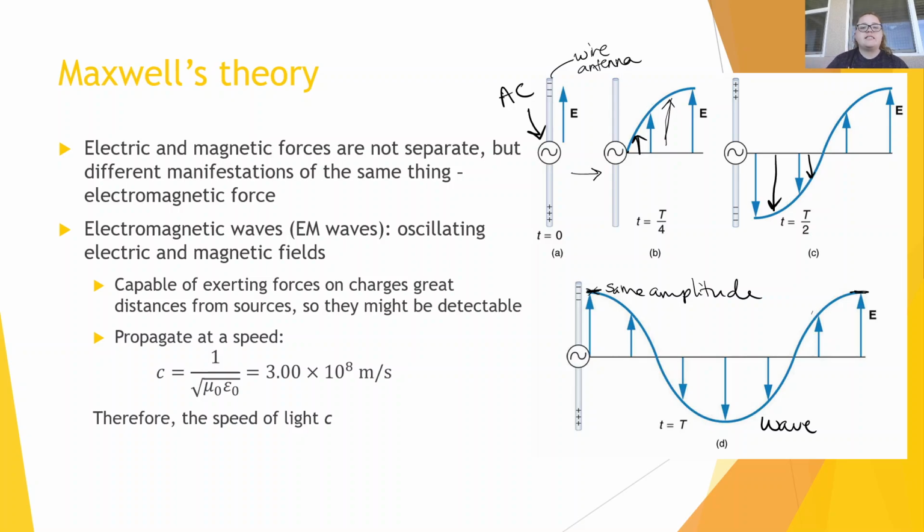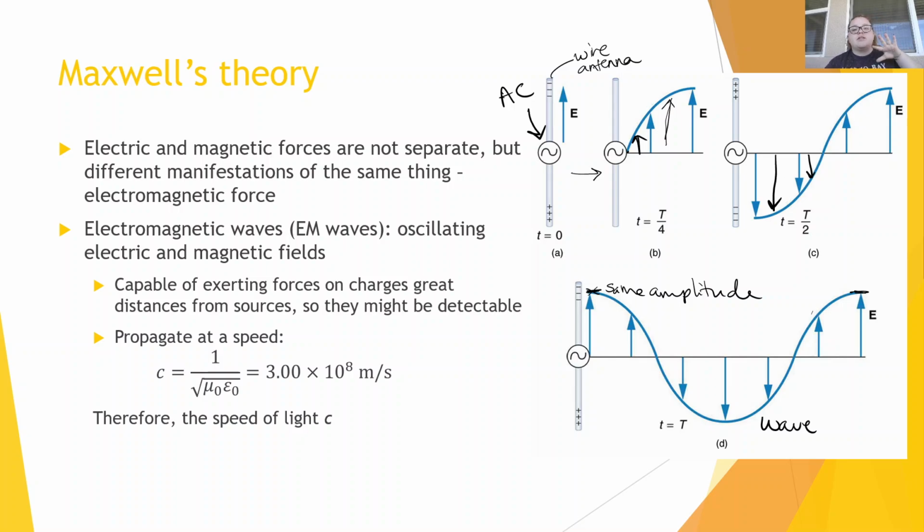So Maxwell's theory states that electric and magnetic forces are not separate, but different manifestations of the same thing, an electromagnetic force. Now, these E&M waves are oscillating electric and magnetic fields, like we just saw with the electric field. They're capable of exerting forces on charges great distances from sources, and so they might be detectable from some distance.